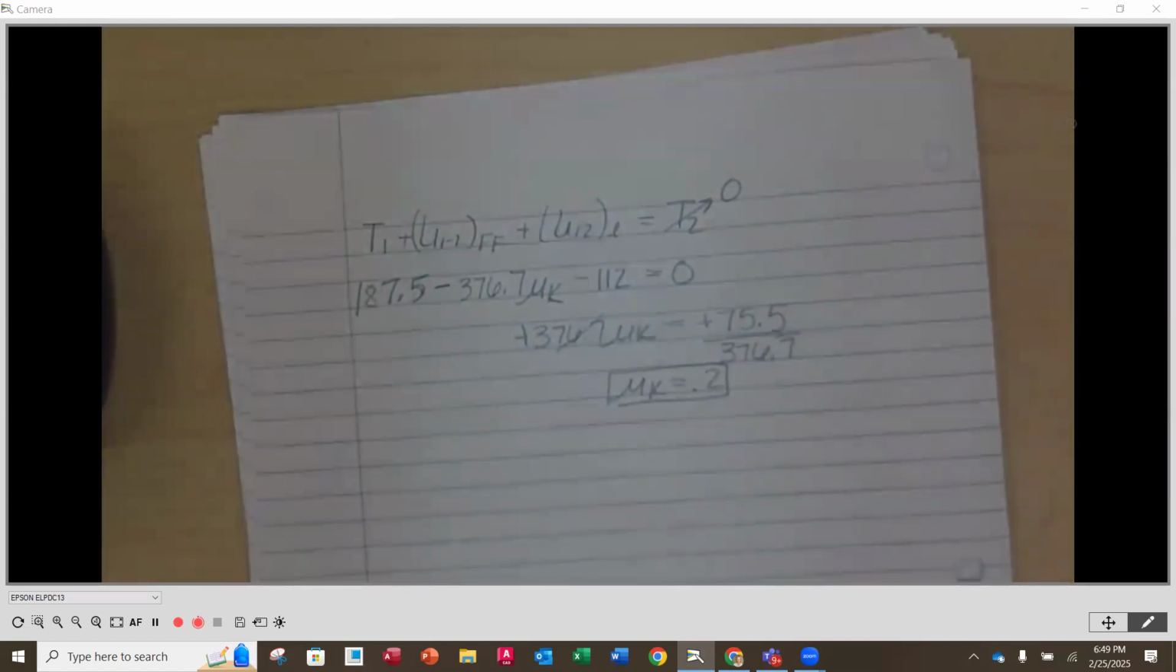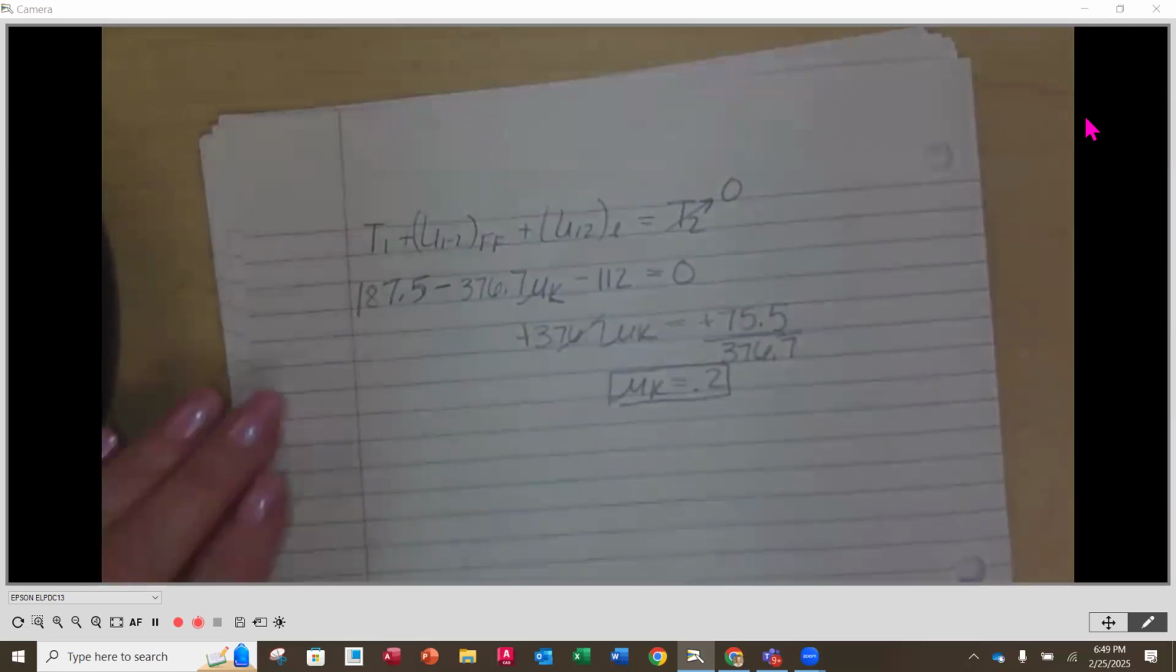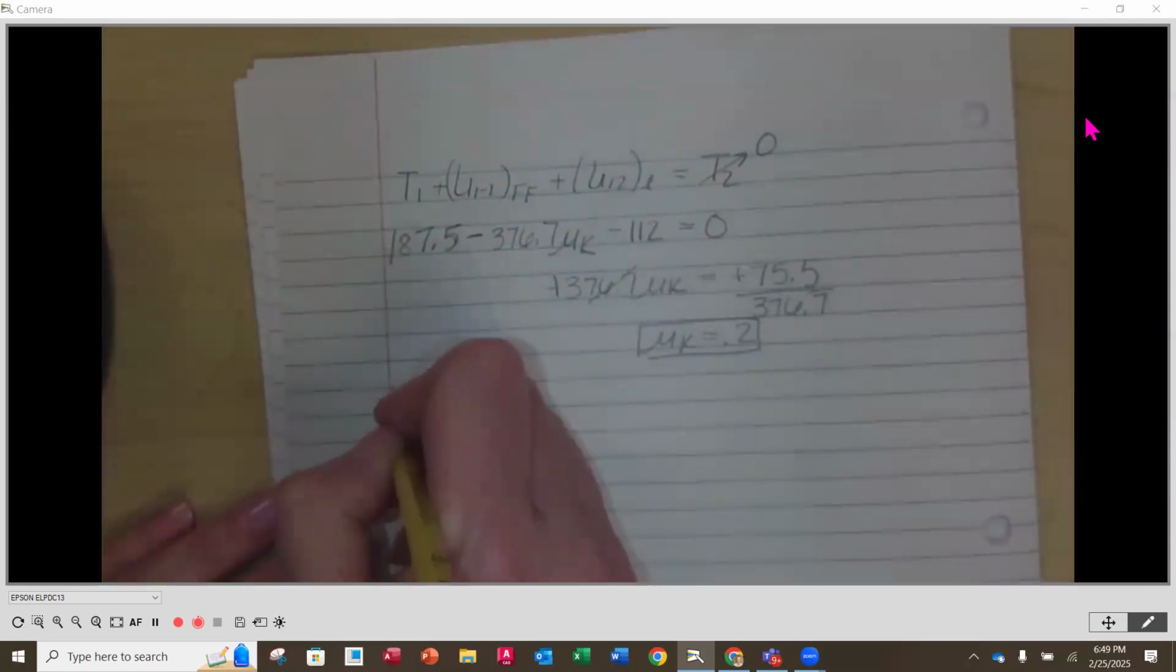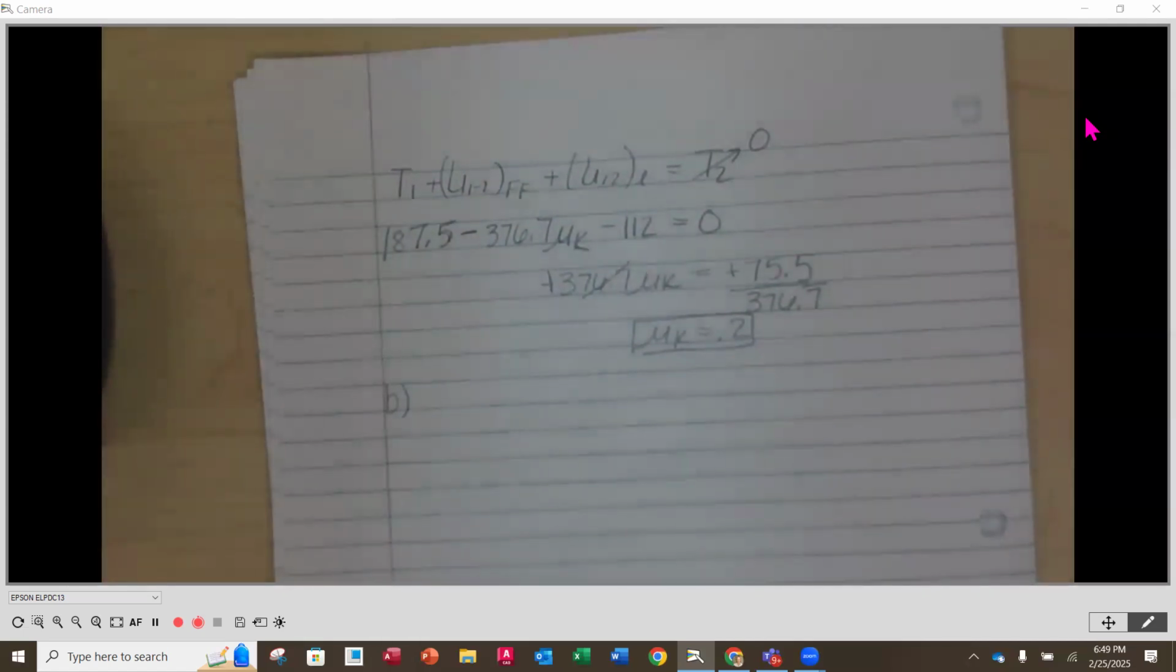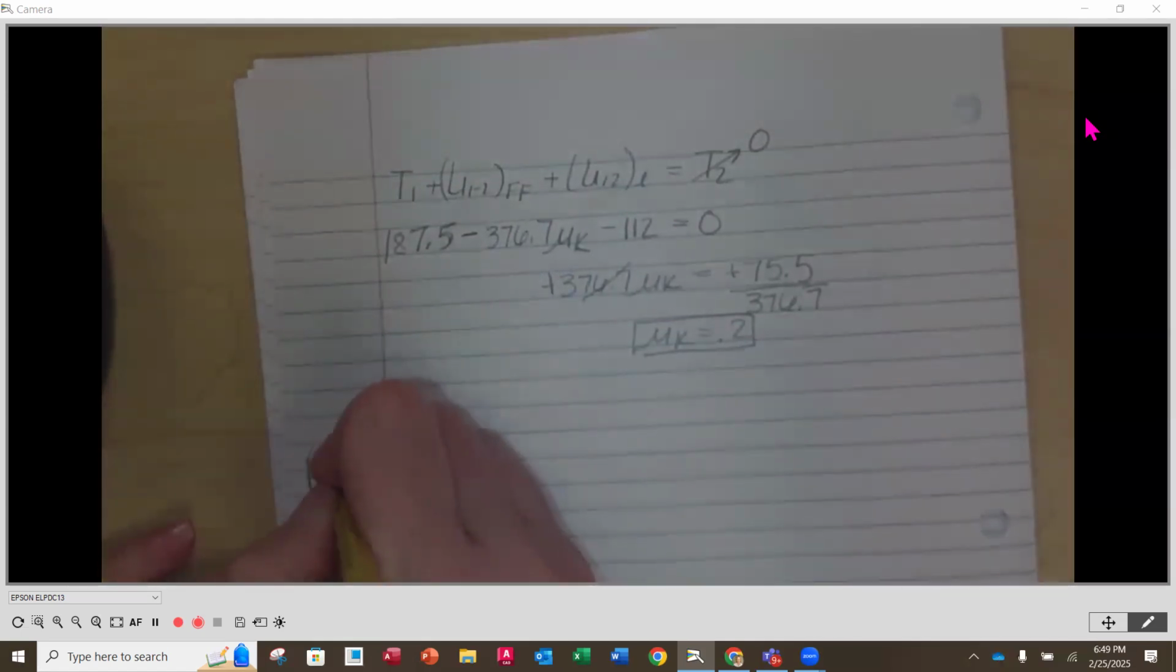Part A. Any questions on that one? Okay. Part B. Now we're going to be dealing with position 3. Okay. So this is going to be position 3.